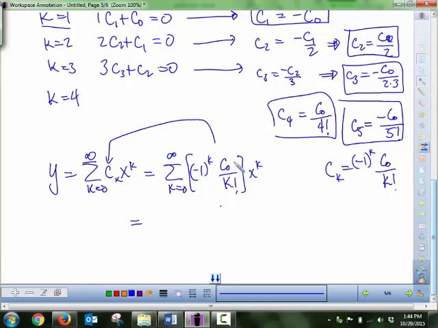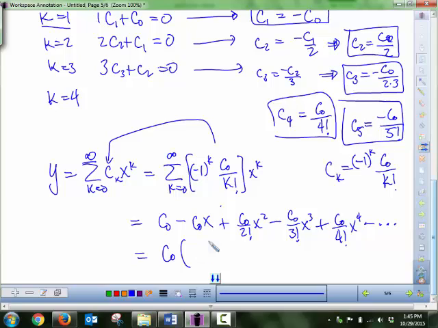All right, let's write it out. When k is equal to 0, this is c sub 0, right? When k is equal to 1, this is a negative. This is c sub 0 times x. When k is equal to 2, this is positive. c sub 0 over 2 factorial x squared. When k is equal to 3, it's negative. c sub 0 over 3 factorial x cubed. When k is 4, this is positive. c sub 0 over 4 factorial x to the 4th. So it looks like it all has a c sub 0. So let's factor out a c sub 0.